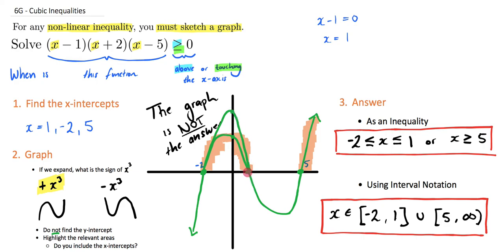In much the same way, it would be pointless to figure out how far do I have to dip down here? How far do I have to go up here? The magnitude is not important. The sheer fact that I'm above the x-axis is what's important. So do not find the y-intercept, because the graph is not the answer. It does not concern us.